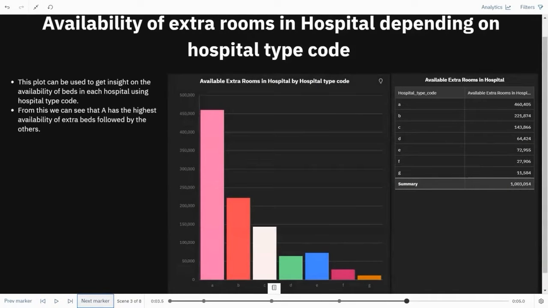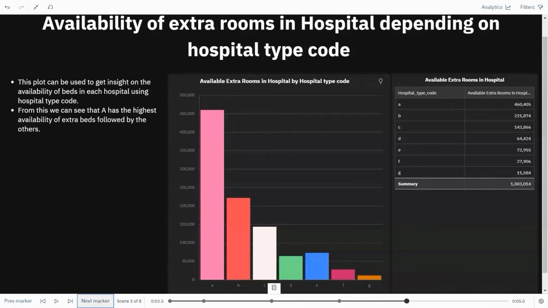The next visualization is about the availability of extra rooms in the hospital depending on the hospital type code. Hospital type code is nothing but the unique code given to the hospital depending upon the type. The hospital type code can be categorized into A, B, C, D, E, F, and finally G.